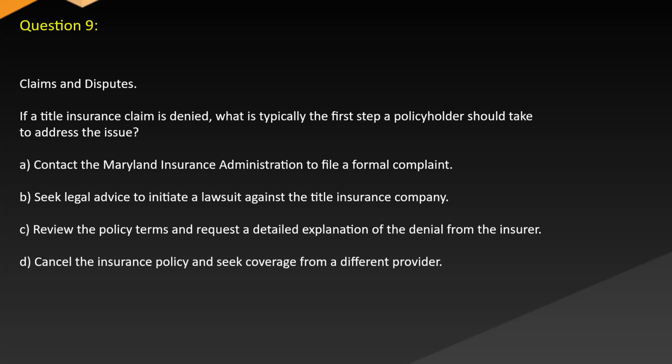Question 9. Claims and disputes. If a title insurance claim is denied, what is typically the first step a policyholder should take to address the issue? A. Contact the Maryland Insurance Administration to file a formal complaint. B. Seek legal advice to initiate a lawsuit against the title insurance company. C. Review the policy terms and request a detailed explanation of the denial from the insurer. D. Cancel the insurance policy and seek coverage from a different provider.